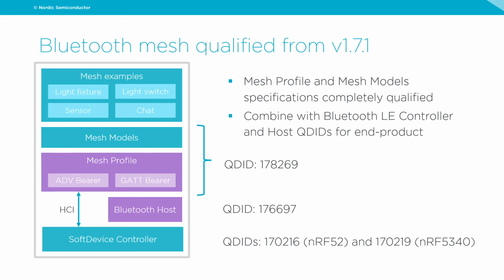In the last release of the nRF Connect SDK, version 1.7.1, we finally completed qualification for all the needed components. This slide shows the relevant QDIDs that you need to combine for an end product. The last one to go was the mesh profile, but now you have everything you need to qualify an end product when you design with Bluetooth Mesh.